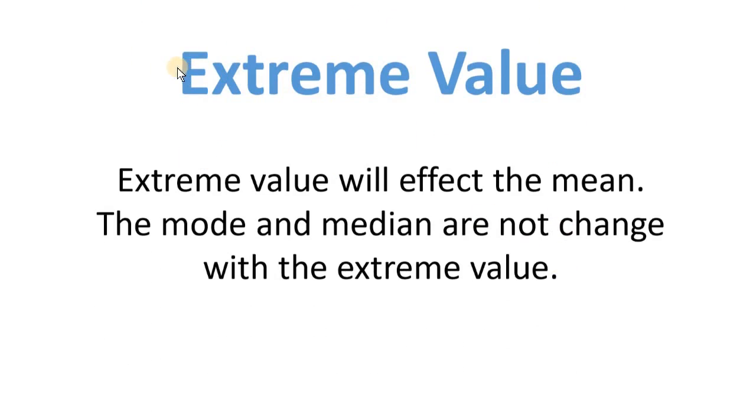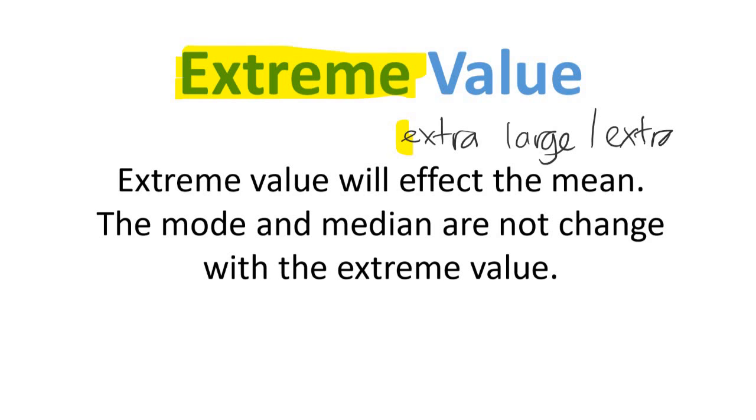The first change is adding extreme values. Extreme values means something extra large or extra small. For example, say all your data is single digits: 2, 3, 4, 6, 8, 9. I have 6 numbers. Then I add a number, for example, 65.